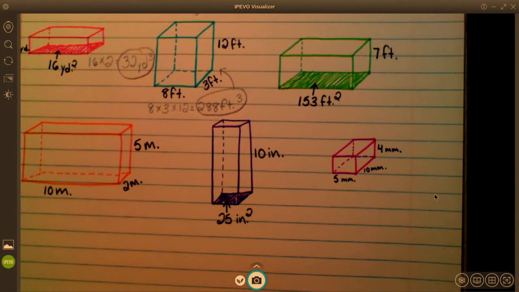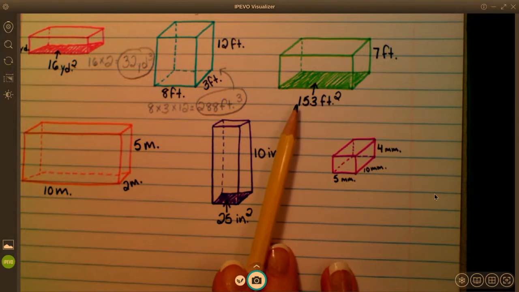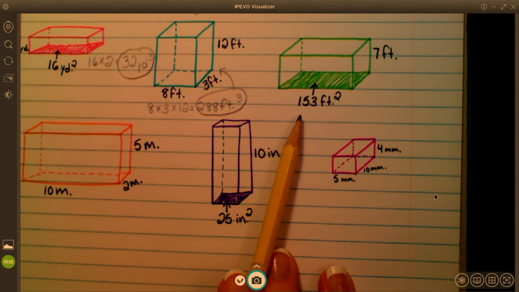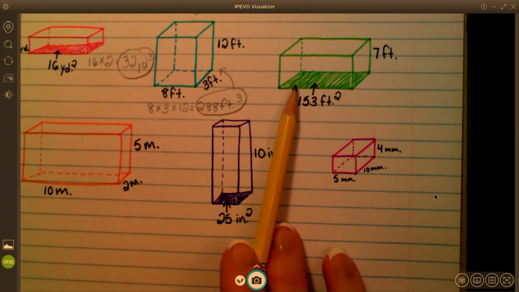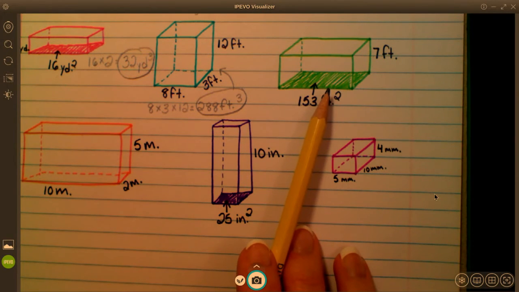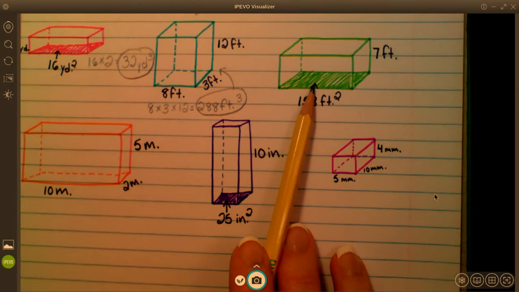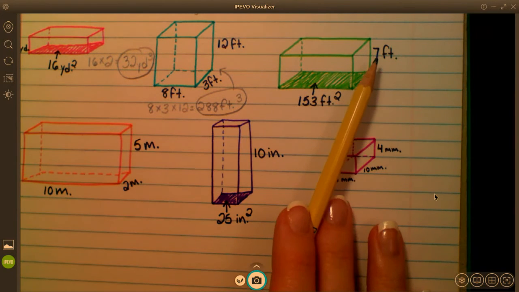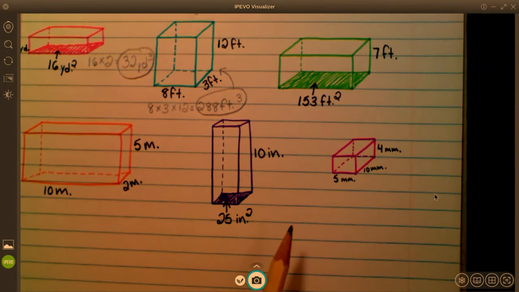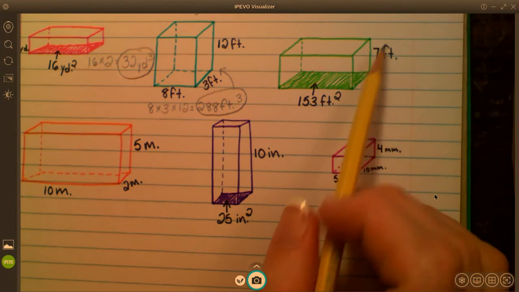Okay. Then we have our green one. Now for our green one, are we given length, width, and height? No. We're given the area of the base. So they've already multiplied the length and the width together for us. How nice of them. And we are given the height, or how tall it is, which is 7 feet. So I just need to take these 2 and multiply them.